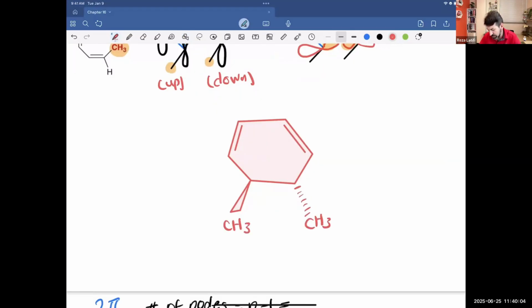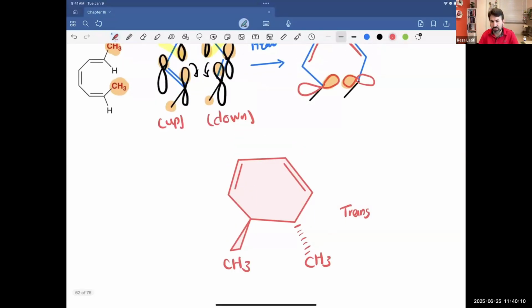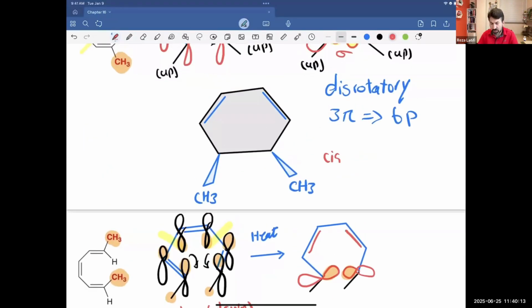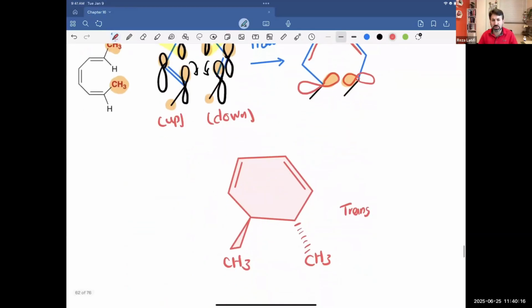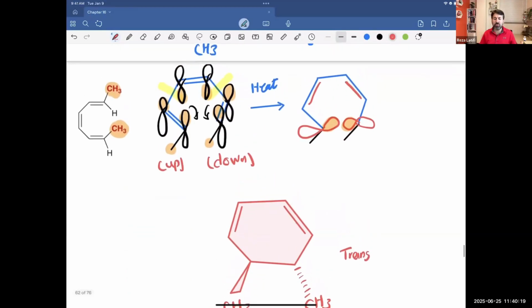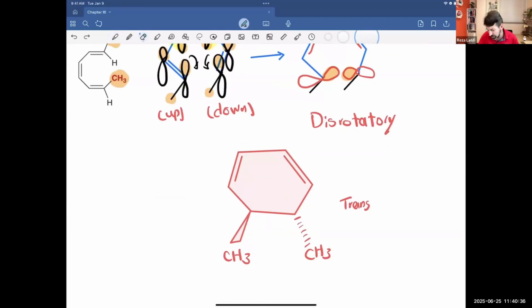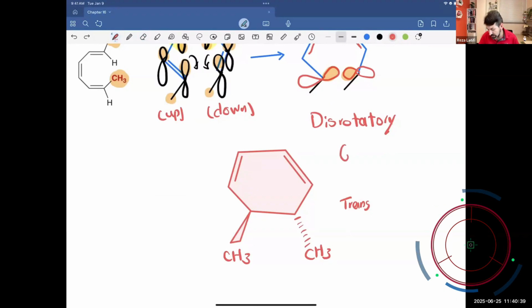So what does it mean? It means we got trans position for the methyl groups, while in the previous one, they were in a cis position, or same direction. Now let's talk about the rotation. The left one clockwise, and the right one counterclockwise. So rotation still is opposite, and I'm going to call it disrotatory. And I'm using 6 p orbitals, which is equal to 3 pi bonds.